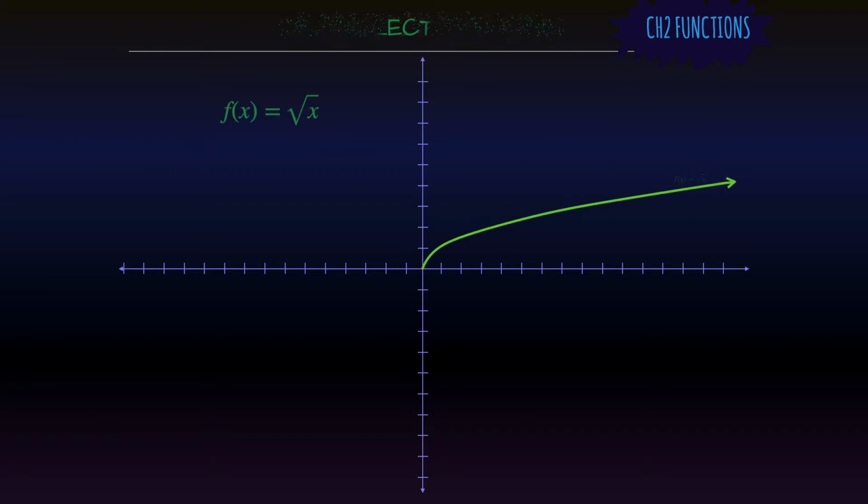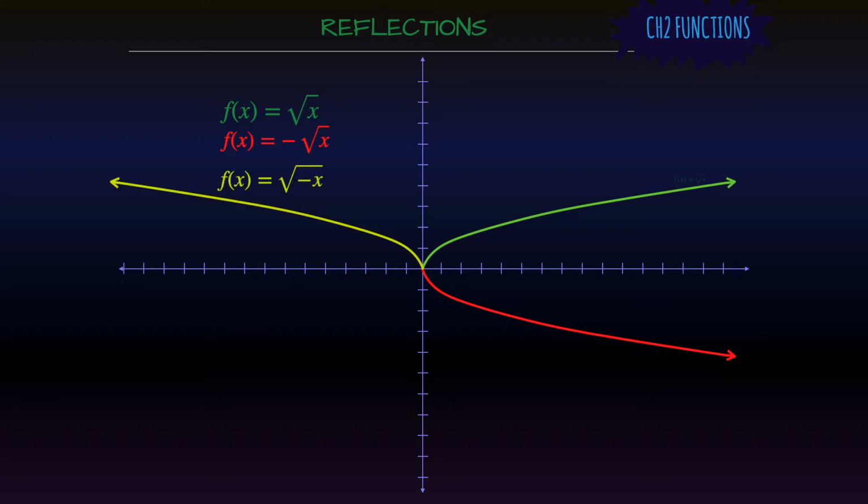Now if we put a negative out front, this is what we call a reflection. That's just going to be a reflection across the x-axis. But if we add a negative on the inside, that's going to be a reflection across the y-axis.